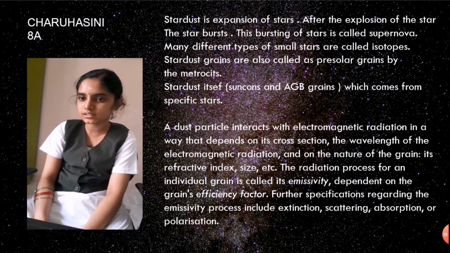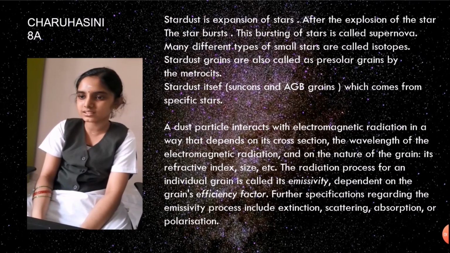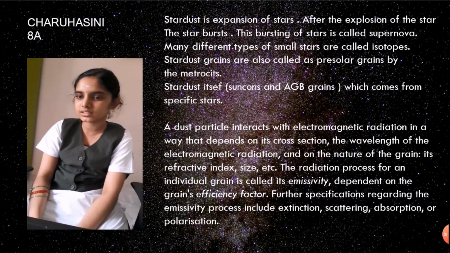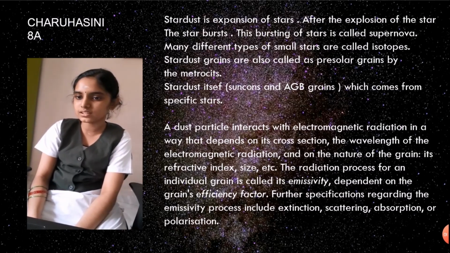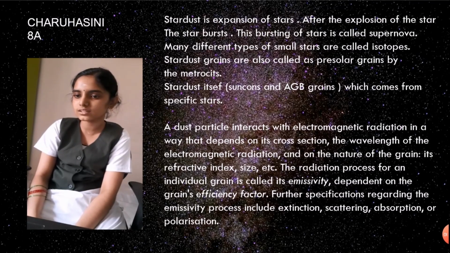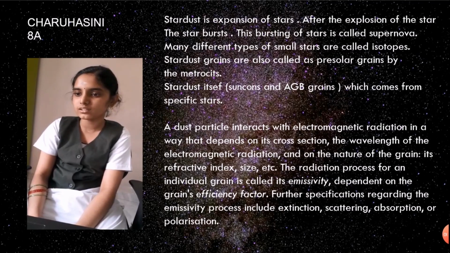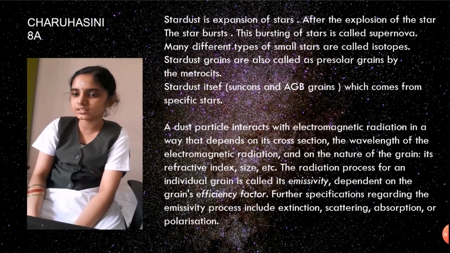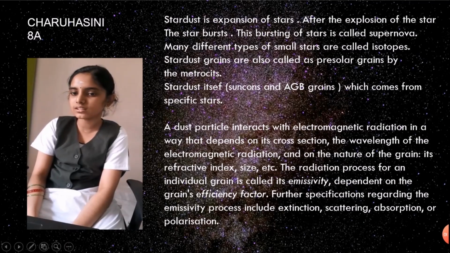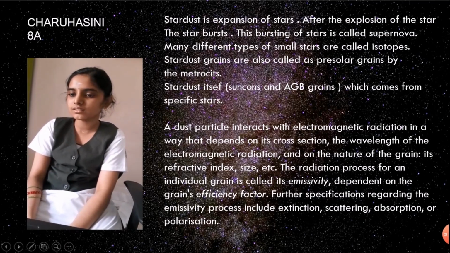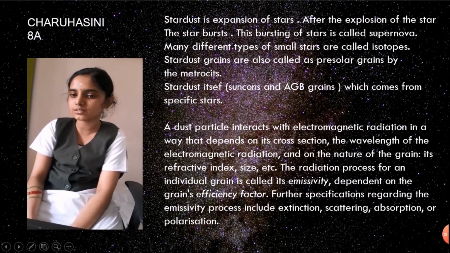A dust particle interacts with the electromagnetic radiation in a way that depends on its cross section, the wavelength of the electromagnetic radiation, and on the nature of the grain, its refractive index, size, etc. The radiation process for an individual grain is called emissivity, dependent on the grain's efficiency factor. Further specifications regarding the emissivity process include extinction, scattering, absorption, or polarization.